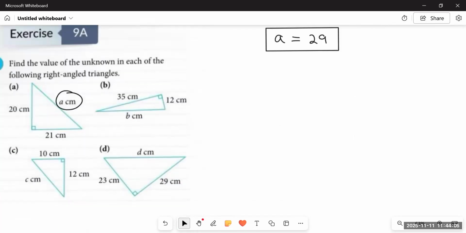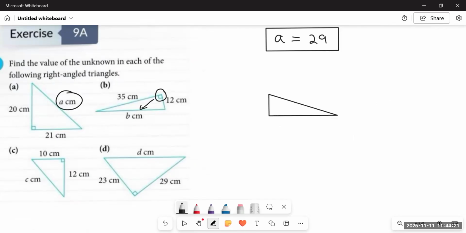Same in part B. In part B, we have the 90-degree angle over here. So this side is the opposite one. Okay. If you flip it, it would look like this. It's actually like this. Here is the 90-degree angle. This side is 12 centimeters. This one is 35 centimeters. And this one is B. Okay. You can turn over the page and you will find that the figure looks like this.